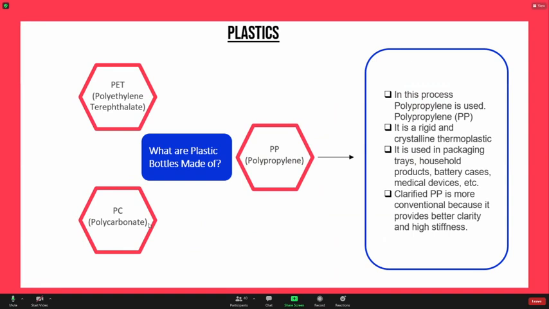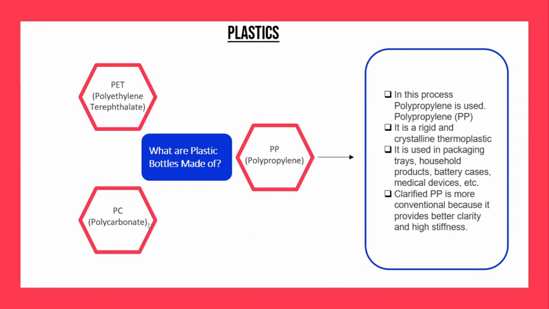Plastics. We can see the vast use of plastic bottles on a daily basis. So what are plastic bottles made of? Mainly three types of polymer are used to produce plastic bottles. They are PET, PC, and PP, or polypropylene. In this process, PP or polypropylene is used. It is a rigid and crystalline thermoplastic used in packaging, trays, household products, battery cases, bottles, etc.